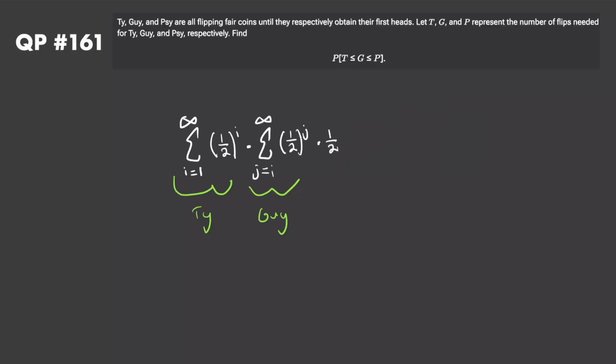Which we're going to bring inside of this sum here, or it already was inside of that sum. I should have put parentheses. But now 1/2 times J times 1/2 to the power of J minus 1 is just going to be 1/2 to the power of 2J minus 1.